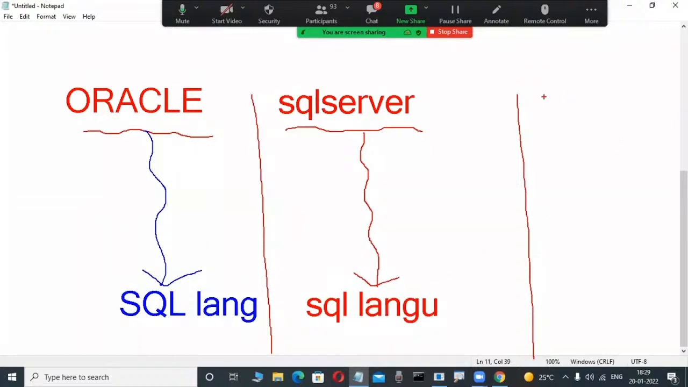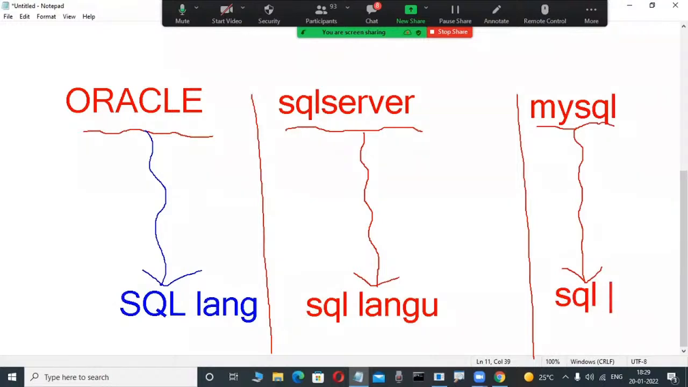Again, MySQL is used by many people in my company. MySQL is a relational database product, and it is open source. Some employees in my company work on the MySQL product and operate the MySQL database. They are also using SQL as a language. Now the SQL language is there.